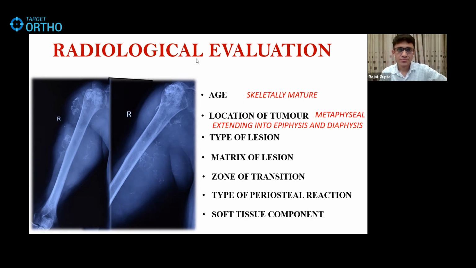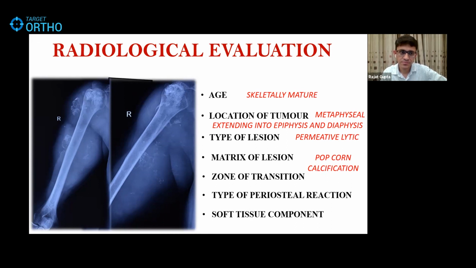Sir, the type of lesion, it is not geographical, and sir, it's going toward a permeative type of lesion, with the matrix of the lesion showing calcification, speculated calcification, and there is popcorn calcification, as we call it. Okay, sir, popcorn calcification, and the zone of transition.